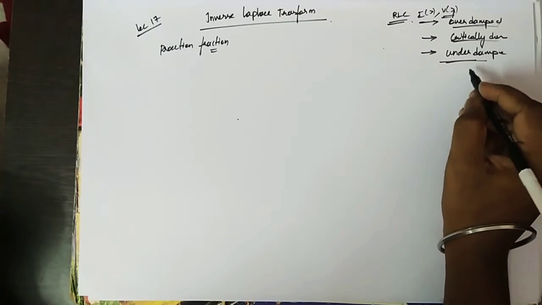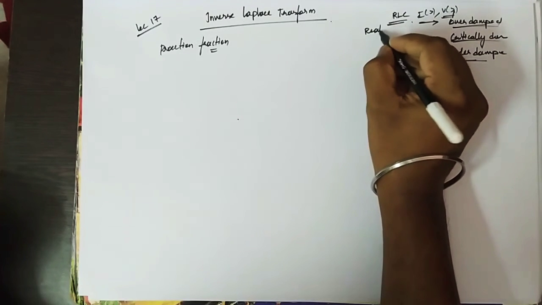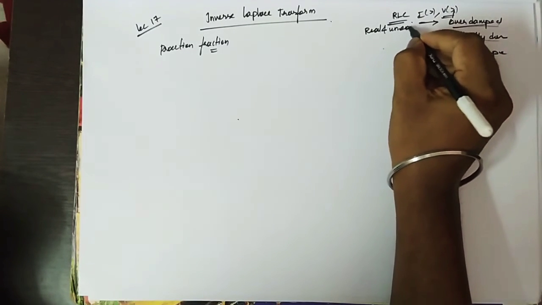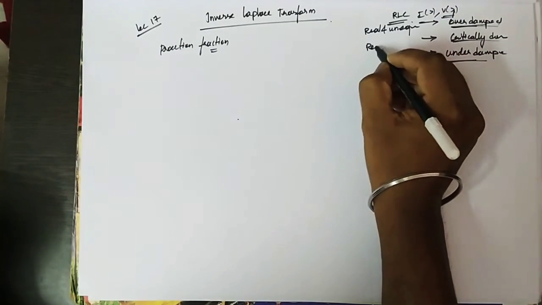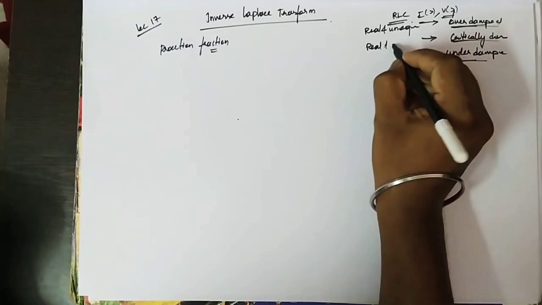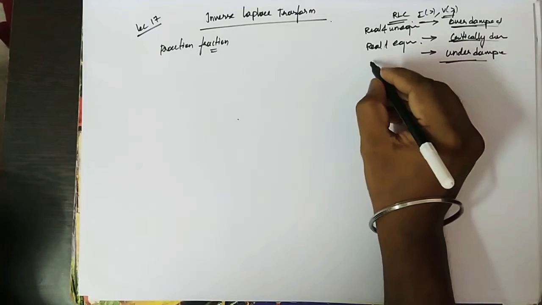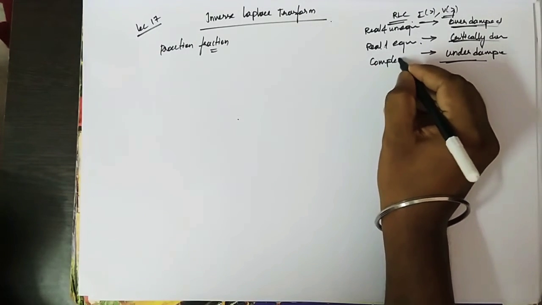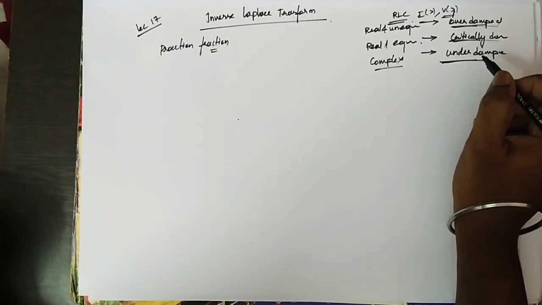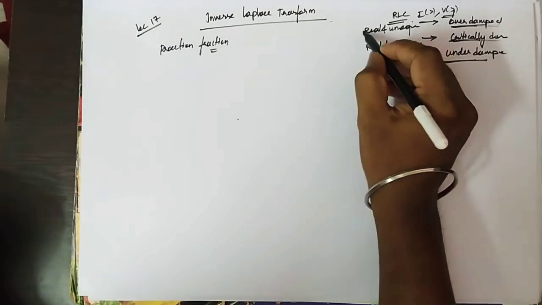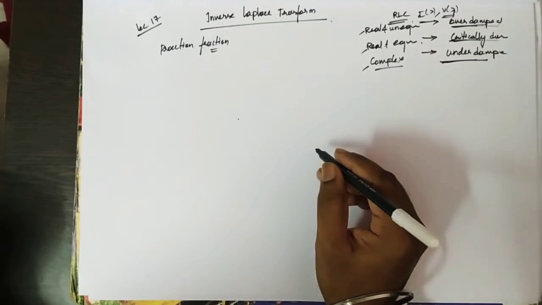If the system has real and unequal roots, then it is overdamped. If it has real and equal roots, then it is critically damped. If the system has complex roots, then you will get an underdamped system. So now we'll solve these three types of Laplace transform. How to find the inverse Laplace transform?